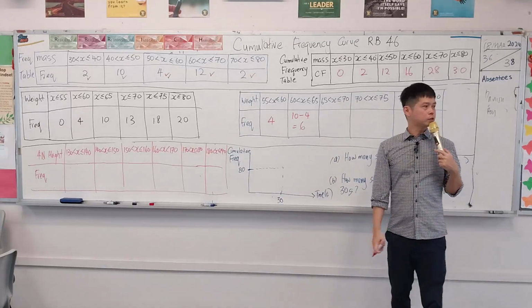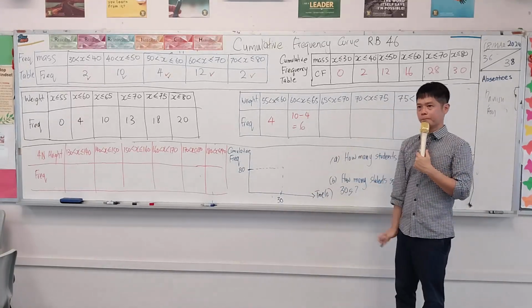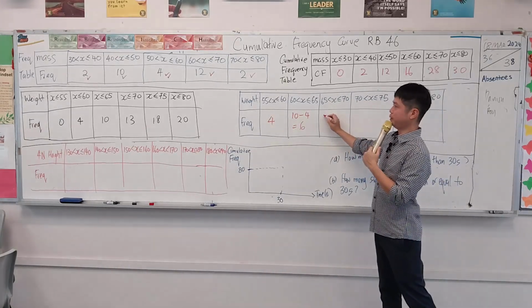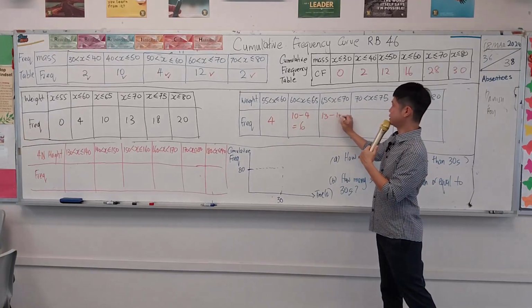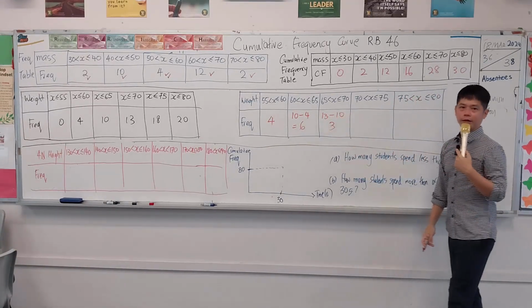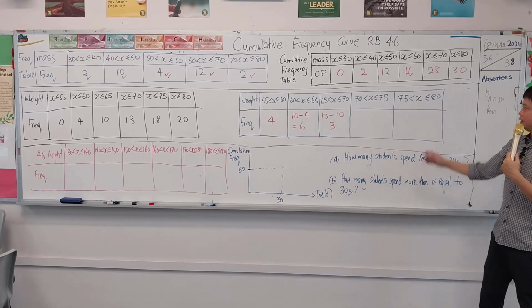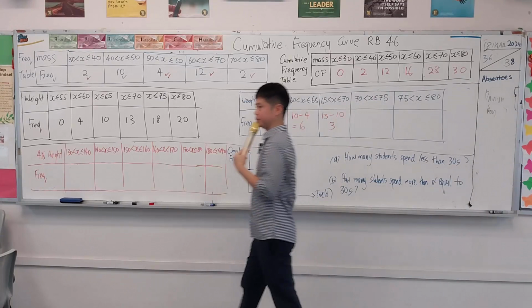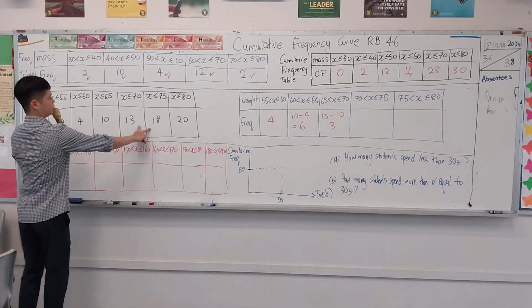Between 65 to 70. Read wrongly. This is the type of error you can make, so please don't read wrongly. 13 minus 10, and the answer is 3. Next. How many students have weights between 75 and 70, or 70 and 75? How many?